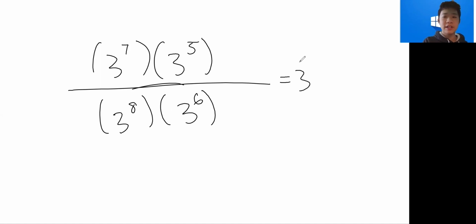This is the same thing as, so we're going to just add all the stuff on the top, right? And this works because we're just multiplying exponents, right? And we're going to subtract the sum of everything on the bottom. We're going to subtract everything down here. So we're going to subtract the sum of 8 plus 6.